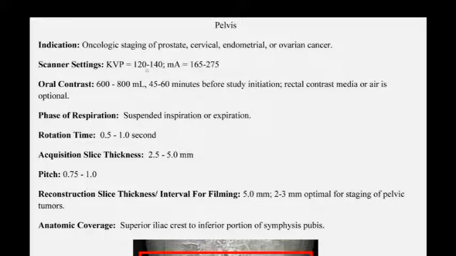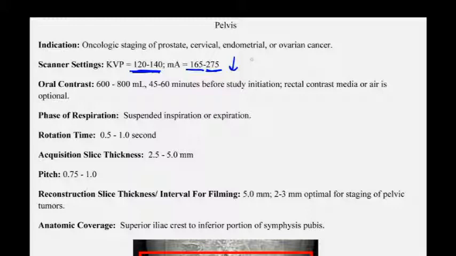Many times we kind of leave out that we can just do a pelvic study because many times it gets kind of lumped in with the abdomen and pelvis. And so the pelvic study is usually used for oncologic staging of prostate, cervical, endometrial, or ovarian cancer. Notice that we're using around the same kV, 120 to 140, but our mAs is dropped to 165 to 275. And the reason for this is because when you enter into the pelvic area, while you do have a lot of bone and the bony structure is really difficult to penetrate, most of it is very thin, and so it makes penetration very easy.